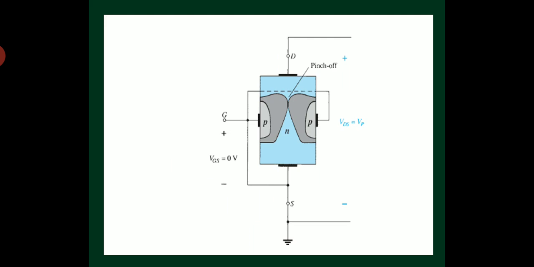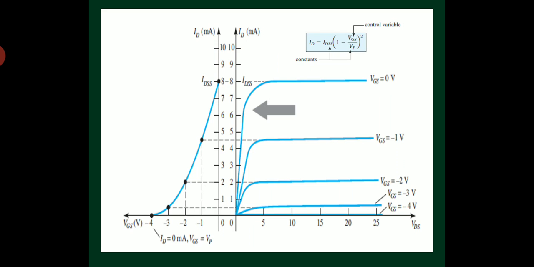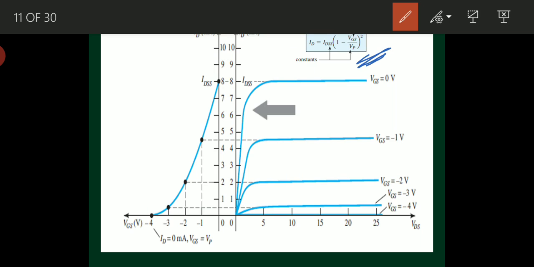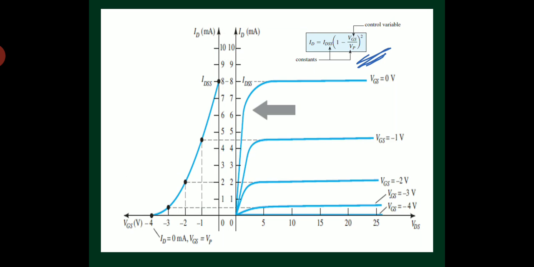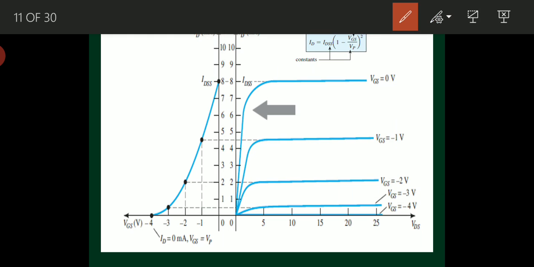So let us draw transfer characteristics from drain characteristics by using the formula ID equal to IDSS into 1 minus VGS by VP whole square. The transfer characteristics are obtained by this Shockley equation. This equation is called Shockley equation: ID equal to IDSS into 1 minus VGS by VP whole square. So by this equation, I'm going to draw this transfer characteristics.